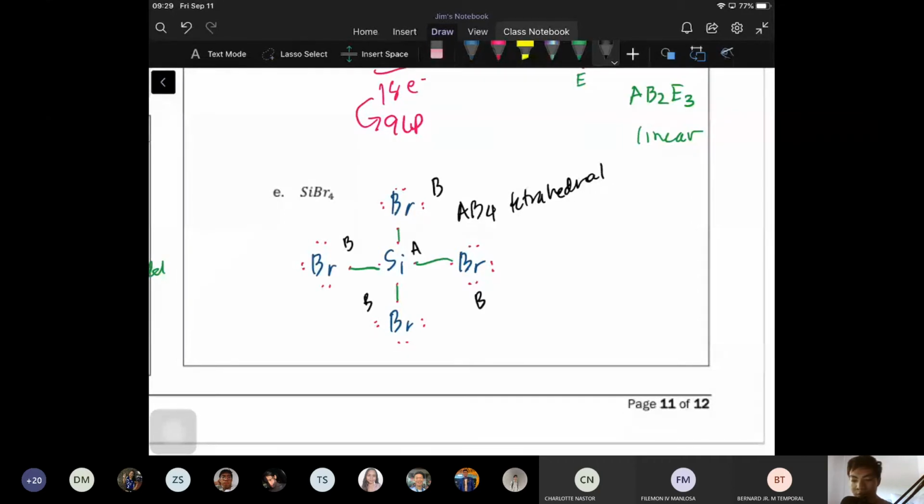So, how will I draw that? Again, pag tetrahedral, you will draw it like a microphone stand. So, Si, tatlo sa baba, isa sa taas. Ayan, parang microphone stand. Then, you draw the lone pairs. Ayan. So, ito yung tetrahedron. Ayan. Yun. Ayun sa baba. So, yan lang.